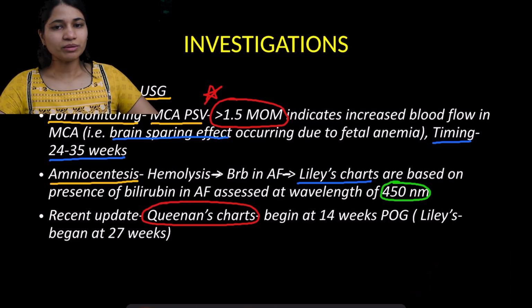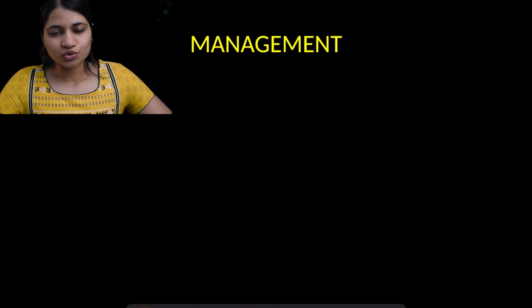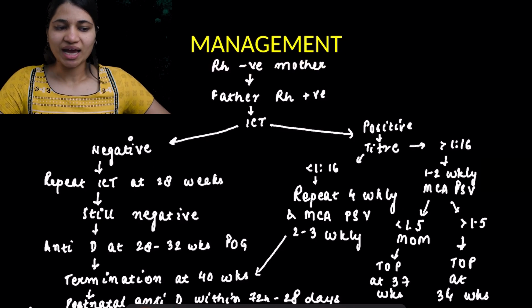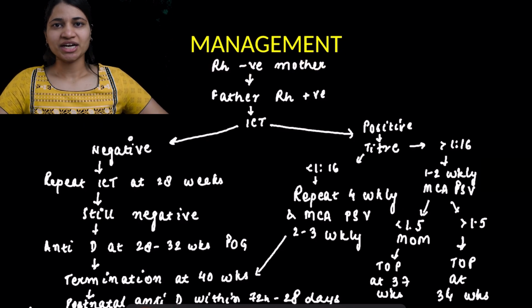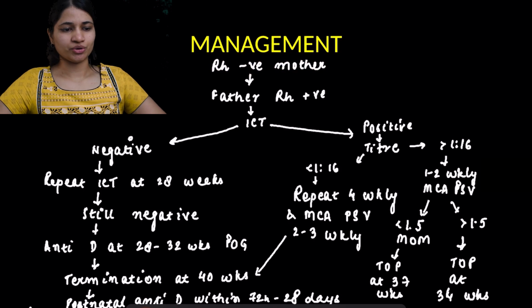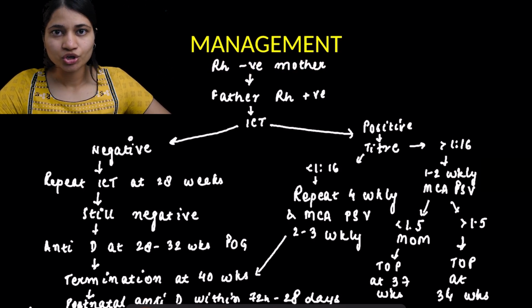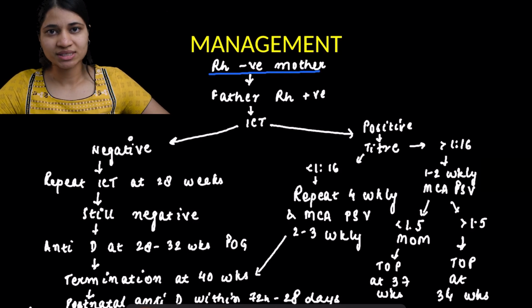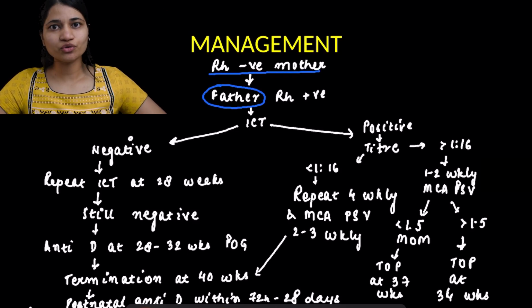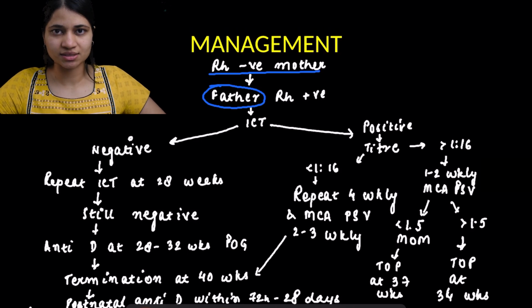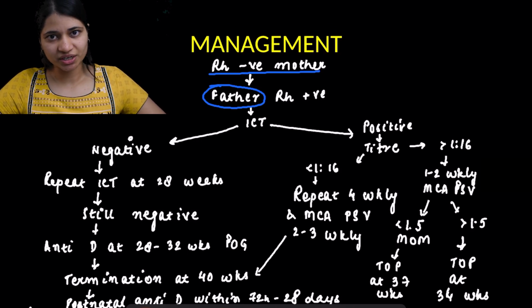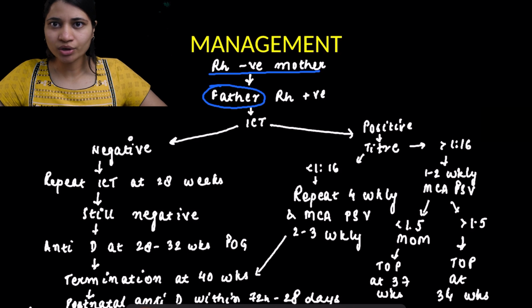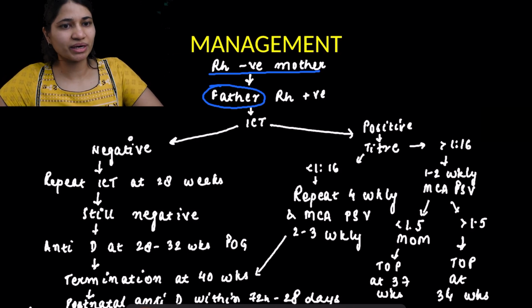Now let's talk about the management. When we are sitting in the OPD, we have a mother who comes to us and tells us that she is Rh negative. What is the first step that we do? First of all, we need to find out the father's Rh status. If the father is Rh negative, then it is all well and good, nothing more needs to be done, and this pregnancy can be managed as a normal pregnancy.